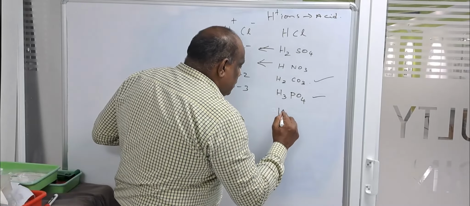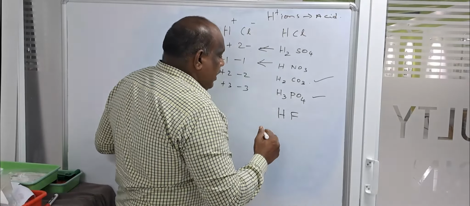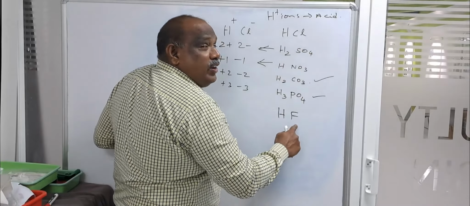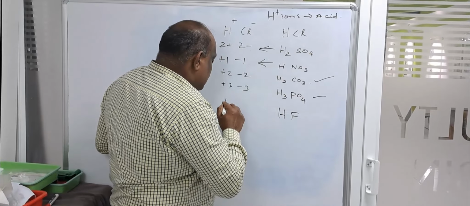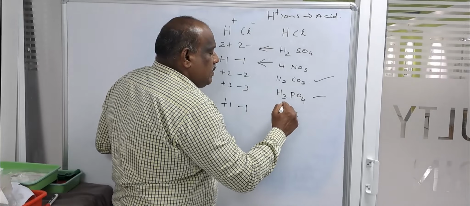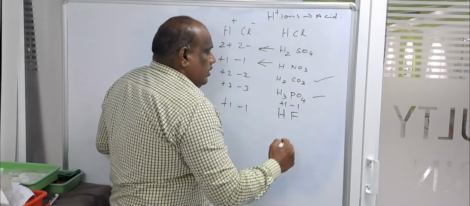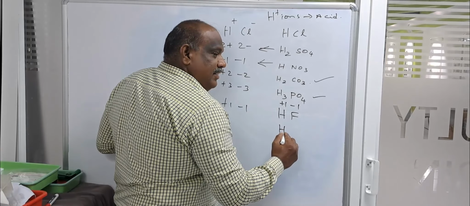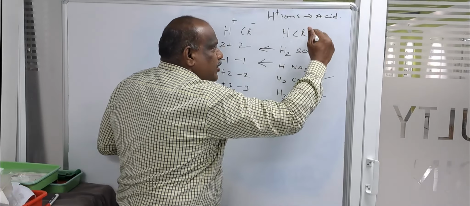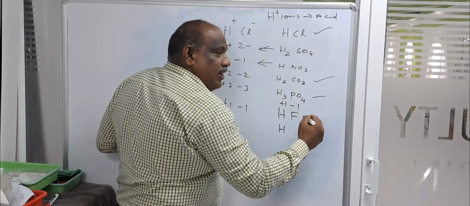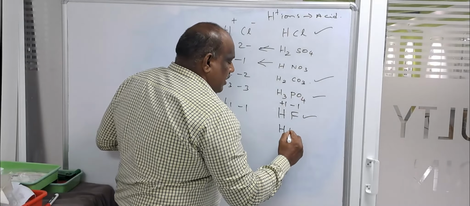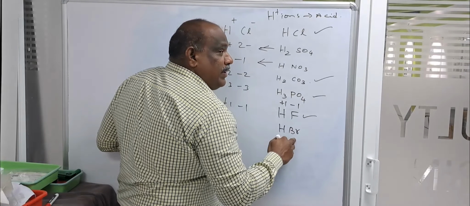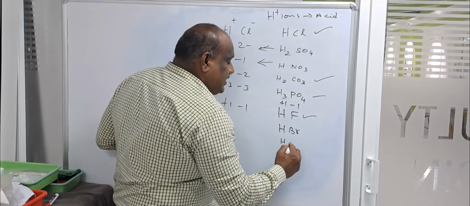HF. Yeah, very good. We can also put hydrogen fluoride, like hydrochloric acid, hydrofluoric acid. Here also plus 1, minus 1. The charge of hydrogen is plus 1, and it is minus 1. Very good. Hydrogen chloride you told, and from that you told hydrogen fluoride. Very good. Hydrogen bromide, hydrobromic acid, hydroiodic acid.